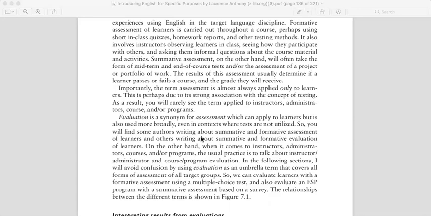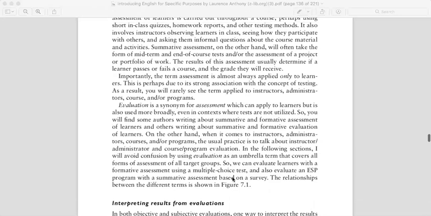So before we move on, there are a few lines that I would like to read out. You can see this in front of you on the screens. Evaluation is a synonym for assessment, which can apply to learners, but it is also used more broadly, even in contexts where tests are not utilized. So you will find some authors writing about summative and formative assessments of learners, and others writing about summative and formative evaluation of learners.